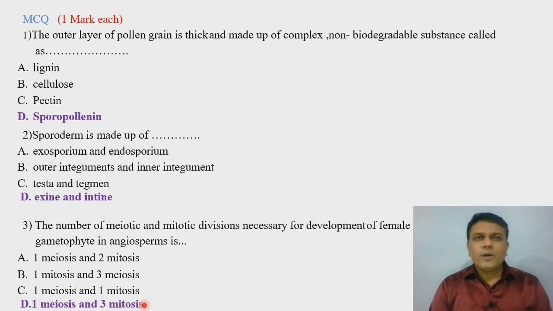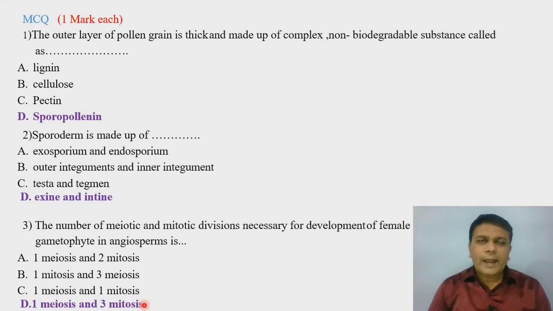Now you know that the female gametophyte in angiosperm develops inside the ovule. That means one of the cells of nucellus functions as a megaspore mother cell which is diploid, and this megaspore mother cell undergoes meiosis and it will produce 4 haploid megaspores. So here we see the meiotic division, that means one meiosis or one meiotic division is carried to produce 4 haploid megaspores.